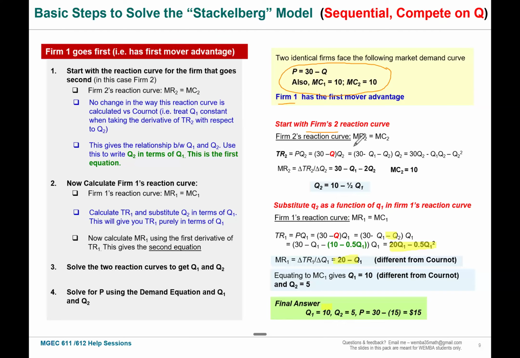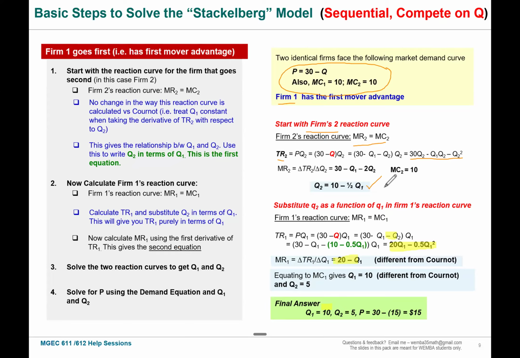The reaction curve for firm 2 is MR2 equal to MC2, which is the same as how you did it in Cournot. To get MR2, you get the total revenue for firm 2, which is P times Q2. P is 30 minus Q times Q2. You open it up, you get the same expression that you got for Cournot. No change so far. When you take the first derivative with respect to Q2, treat Q1 as constant. So you get 30 minus Q1 minus 2Q2. Equate that to the MC2. So you get the reaction curve for firm 2.